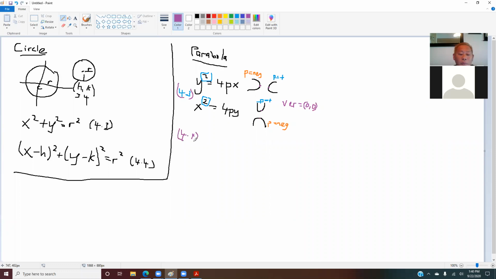On 4.4, your vertex will be at (h, k). And what happens when you have (h, k) is the same thing as last time: your x will be x minus h, your y will be y minus k. So you will have (y minus k) squared equals 4p(x minus h), or it can be (x minus h) squared equals 4p(y minus k).